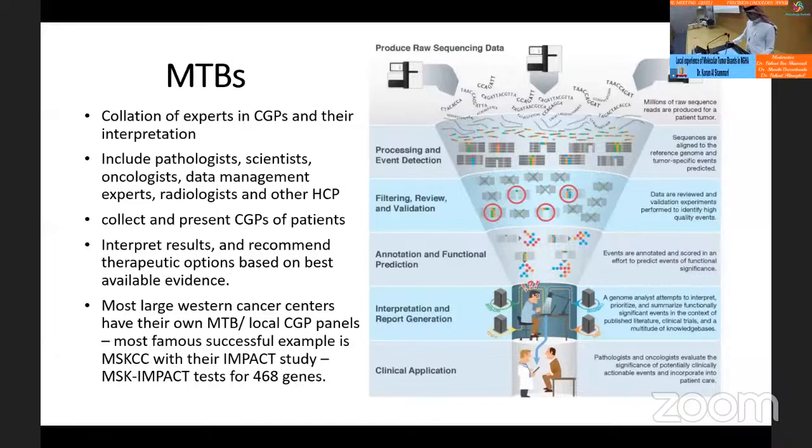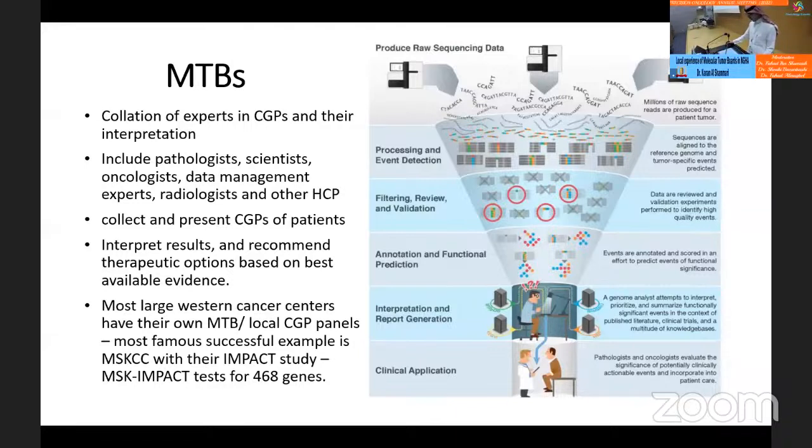So MTBs have pathologists, have scientists who have expertise in genomic pathways, have oncologists, should have data management experts, because you are faced with a large amount of data, radiologists, and other healthcare providers.